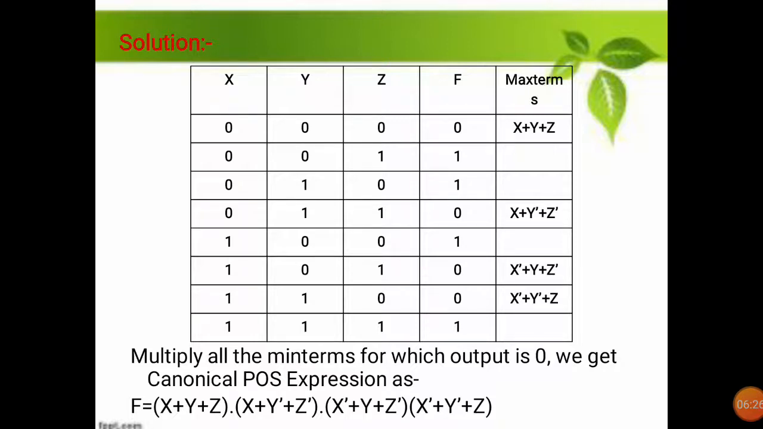So in the first row all are written as x plus y plus z, but in the fourth row I have written x, and for y and z the value is 1 1, so I have written y complement plus z complement. In this way we calculate all the max terms where the output is 0, and finally multiply all the max terms for which output is 0.